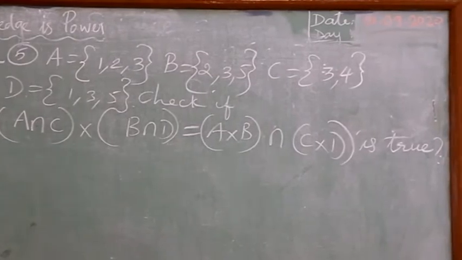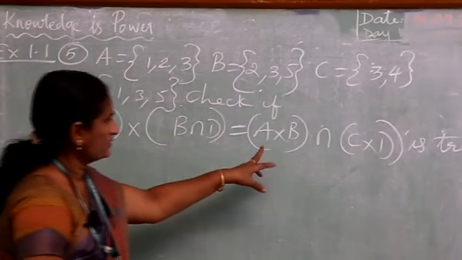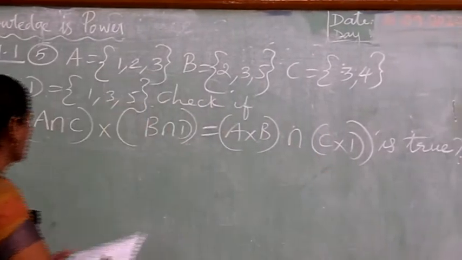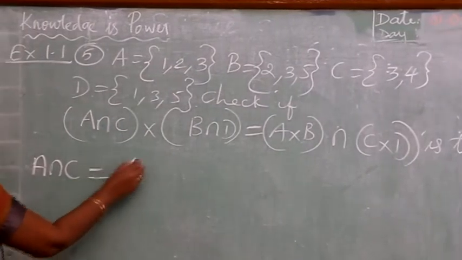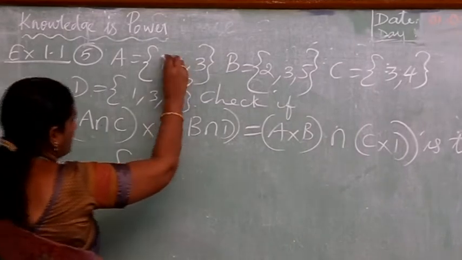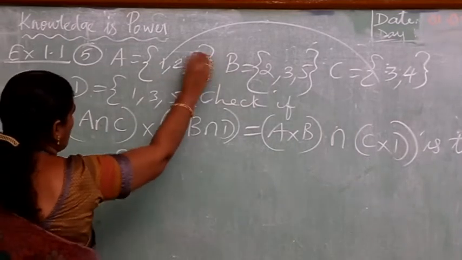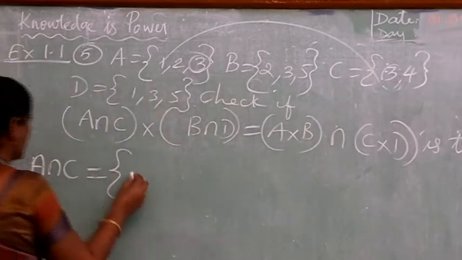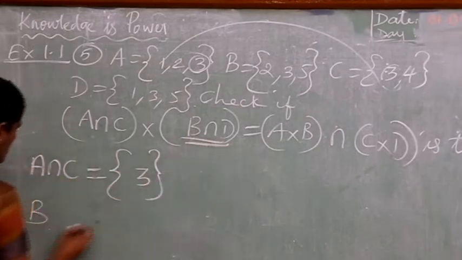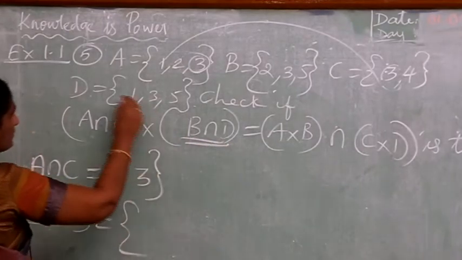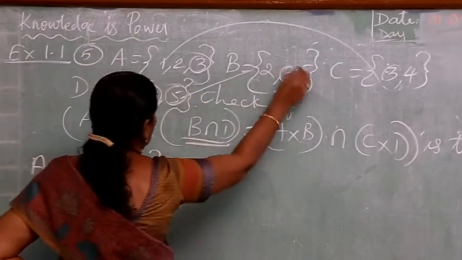Okay. So last year itself we have done these things. A intersection C, B intersection D, then A cross B, C cross D, we know. First left hand side, A intersection C equal to what are the common elements of A and C? What is common? 3 is common. Therefore, A intersection C equal to {3}. Then B intersection D. B and D, what are common? 3 and 5.